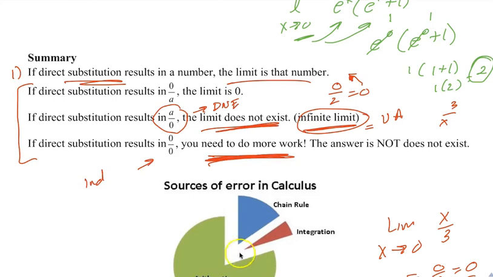So this is a recap. 0 on top, it's like normal. 0 over 5 is a 0. 0 on the bottom by itself, no other 0, that does not exist. You can't divide by 0. That's a vertical asymptote. And 0 over 0 means to do more work. It's called indeterminate form.